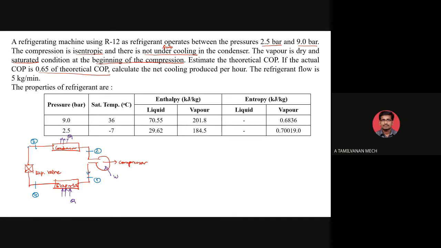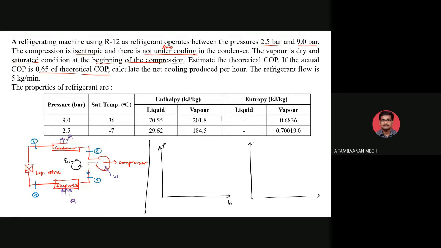The refrigerant flowing into the refrigerant circuit is R12, and the mass flow is 5 kilograms per minute. After the data, you are going to draw the p-h and T-s diagrams. First you draw the p-h diagram. The next one is the T-s diagram.